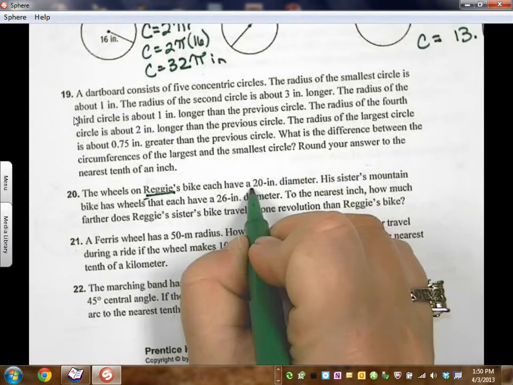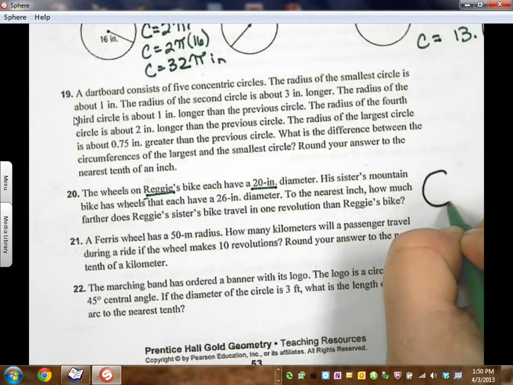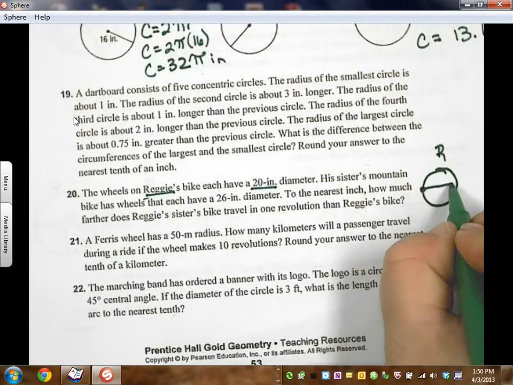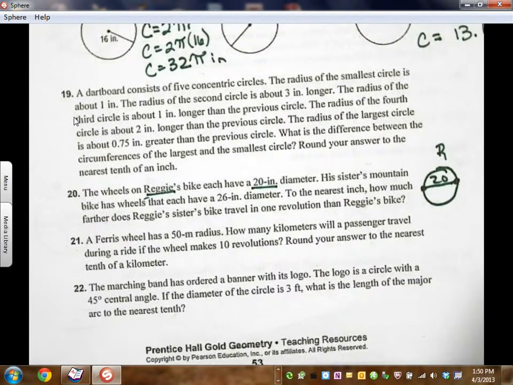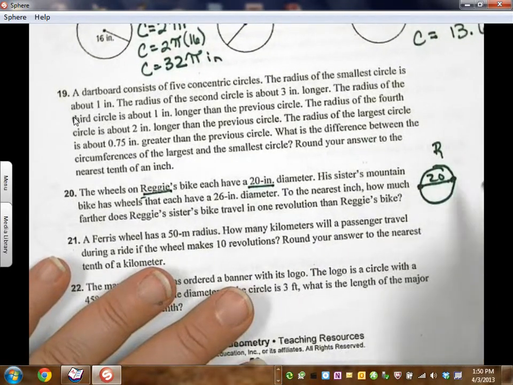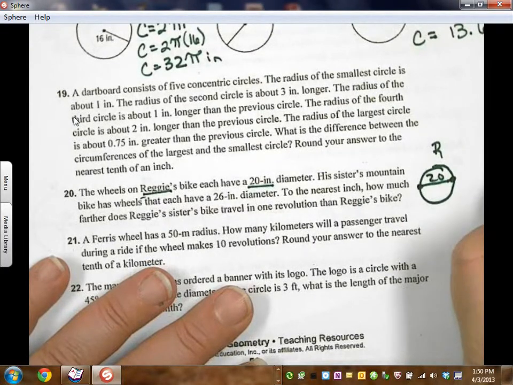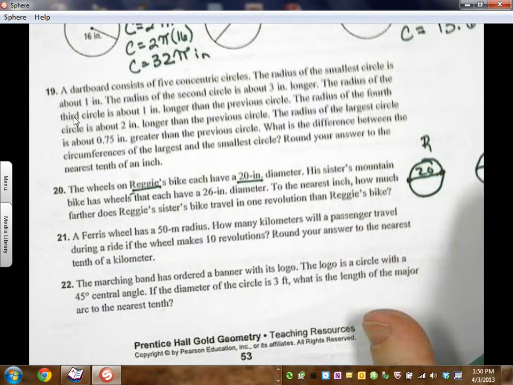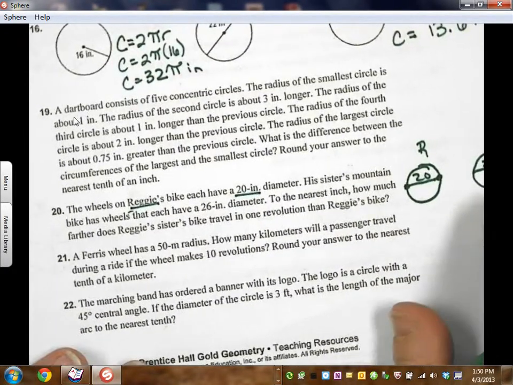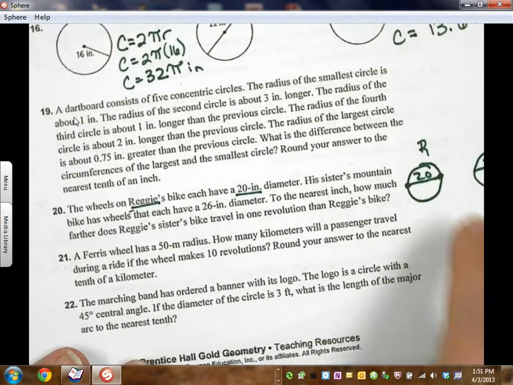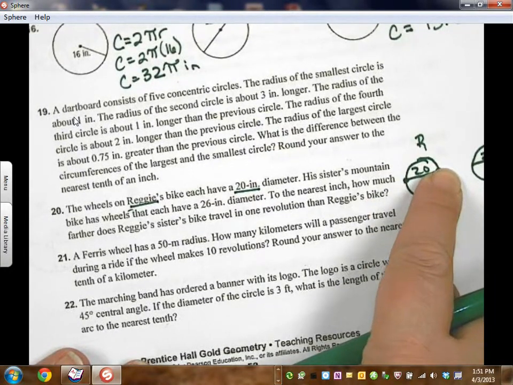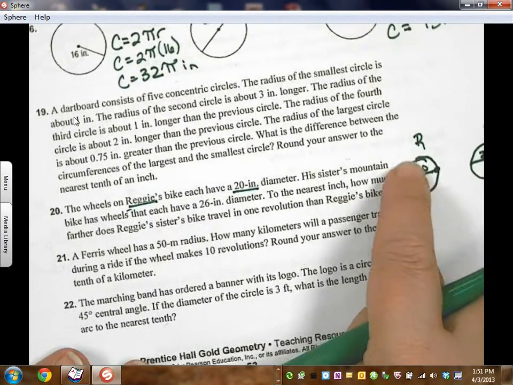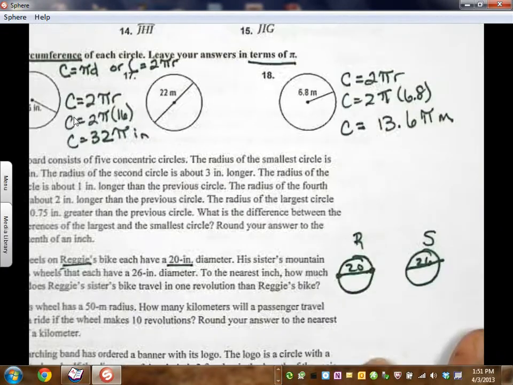Reggie has a bike with a 20-inch diameter wheel. So there's my wheel for Reggie's bike, and I'm going to put an R above it so I know it's for Reggie. And the diameter of that wheel is 20 inches. And then his sister has a bike, and I'm going to put an S above her bike tire for sister, and the diameter of hers is 26 inches. It wants to know how much farther does Reggie's sister's bike travel in one rotation, because the diameter is bigger, this tire is going to be bigger. So how much further does Reggie's sister's bike go than his?